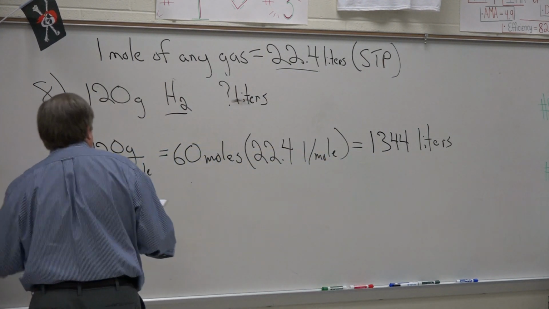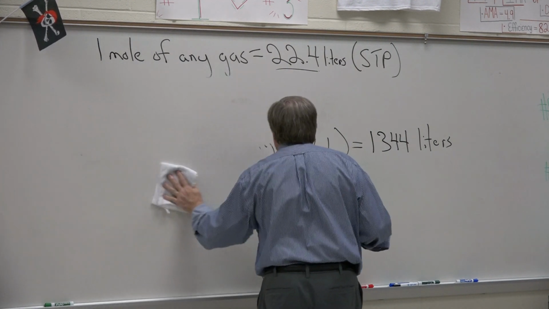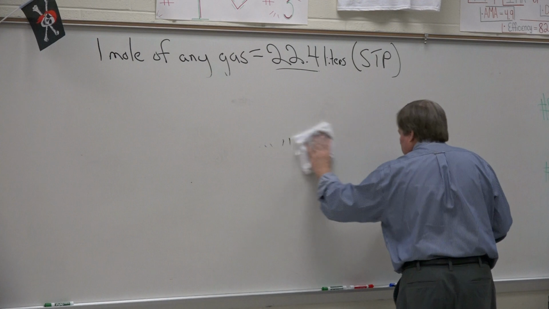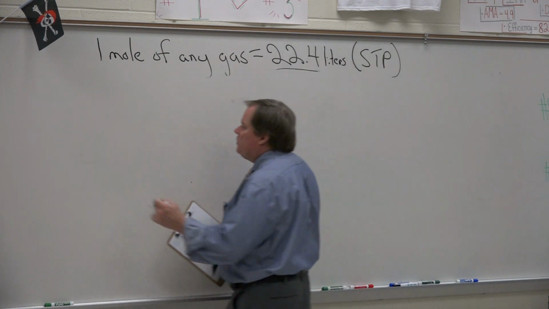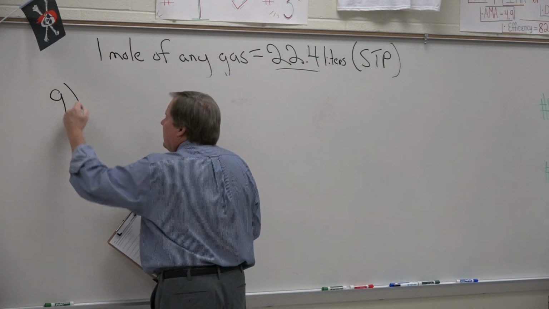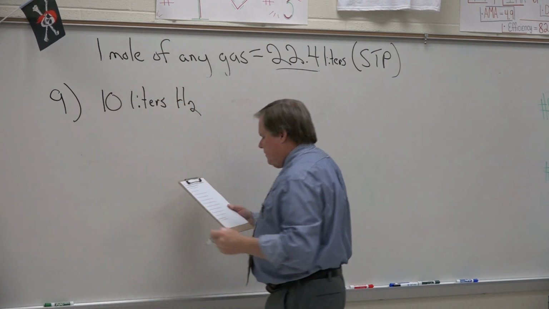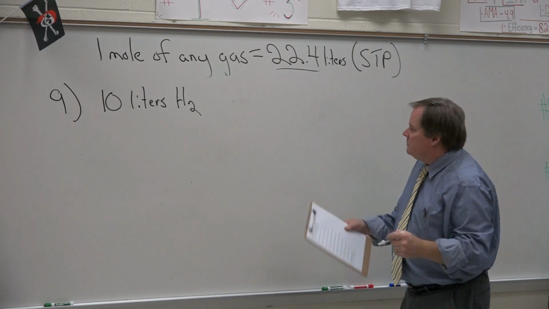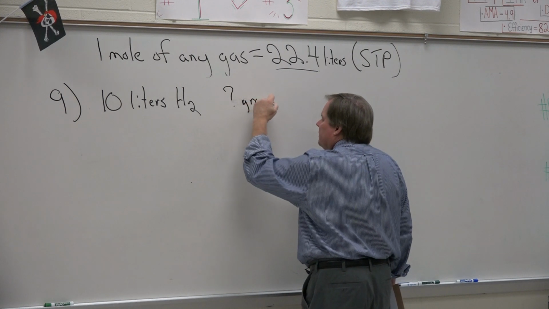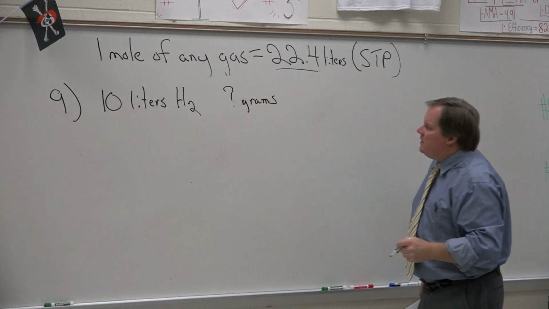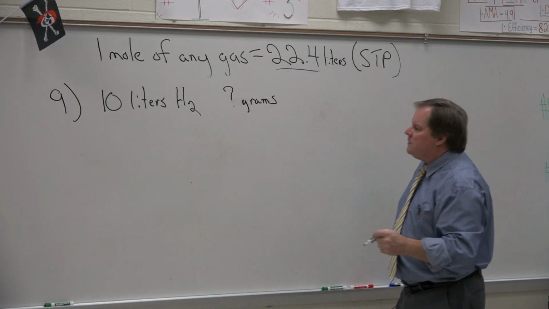Now we're going to kind of go backwards in number 9. I'm giving you 10 liters of H2, hydrogen gas. Want to know how many grams do I have? So this time I've got to figure out how many moles I have first, and then I can calculate grams.